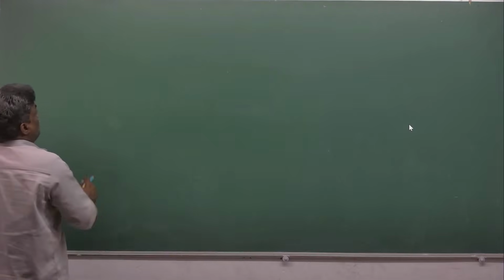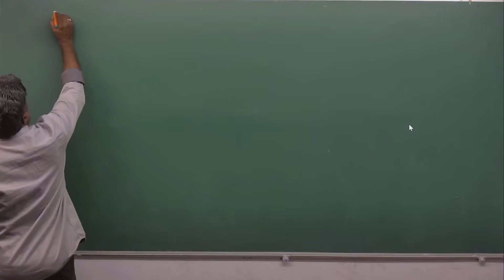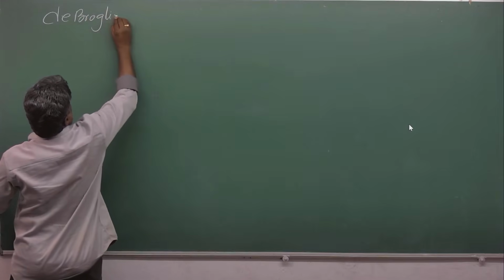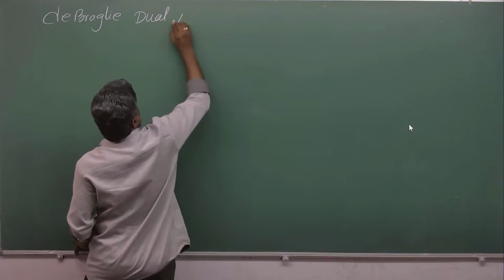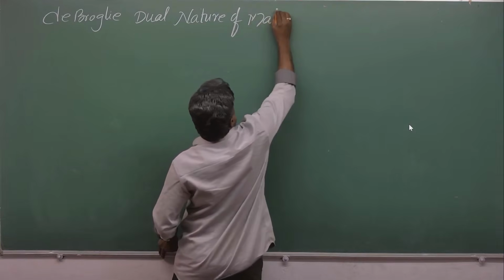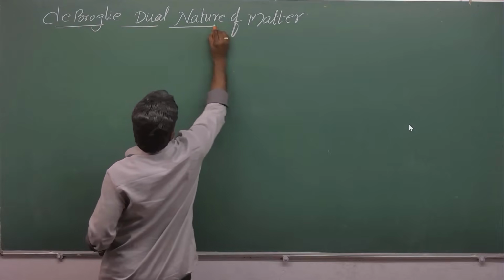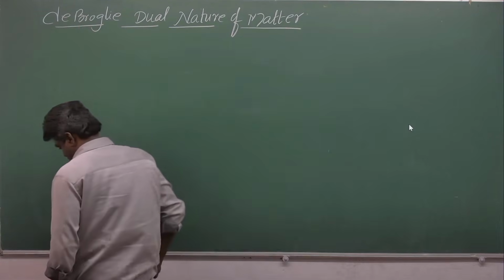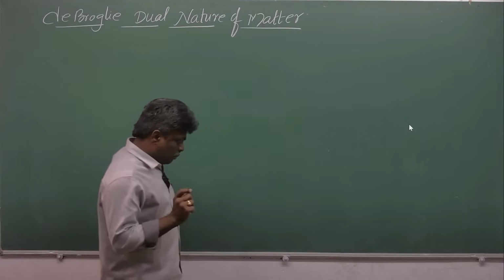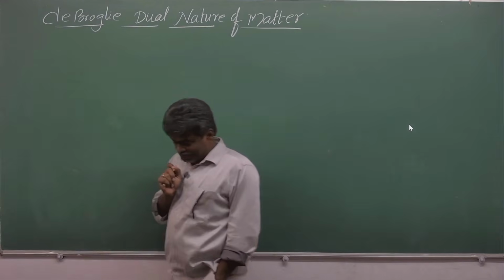Good, ready. Okay, now take a fresh page and put the heading: De Broglie, dual nature of matter. De Broglie dual nature of matter. Right. So till now we have discussed about light. So first time we are introducing matter.